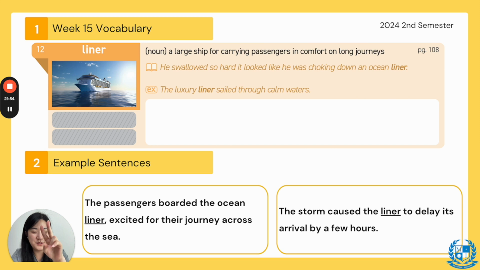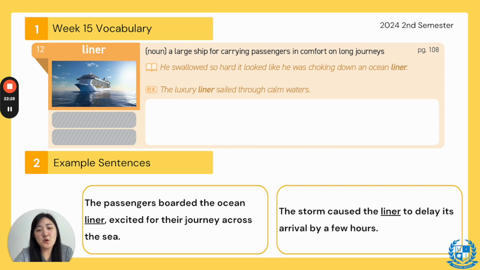Next one, example, let's read together. 1, 2, 3. The luxury liner sailed through calm waters. Wow. So as you can see up there, that's a luxury liner right there. It's very luxurious and just peaceful on the water. Here, let's read here. It says, the passengers boarded the ocean liner, excited for their journey across the sea. So if you've ever been on a cruise ship, that'll be kind of like a liner. I've actually never been on one because I'm kind of scared.